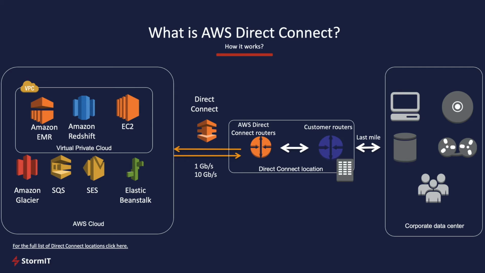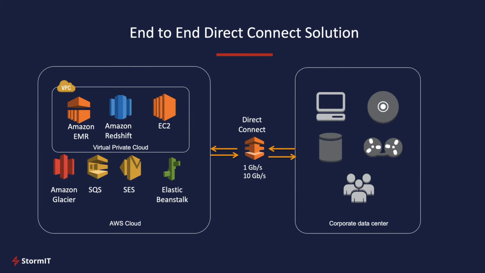But customers that do not have equipment at an AWS Direct Connect location must arrange for the connection to the Direct Connect location, the last mile. So this part is the responsibility of the customer. We here at Stormit, as an AWS partner, can provide you with an end-to-end solution and also arrange the connectivity to your current location. So for you as a customer, it looks like this. You manage the router on your side, and you will receive a virtual interface endpoint in AWS.